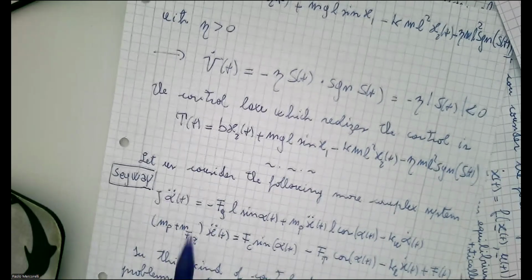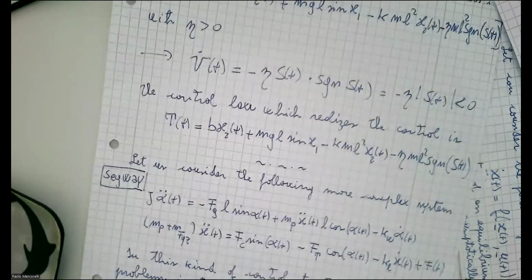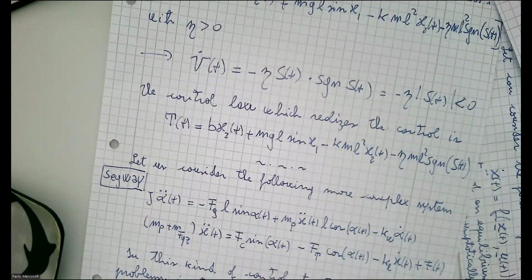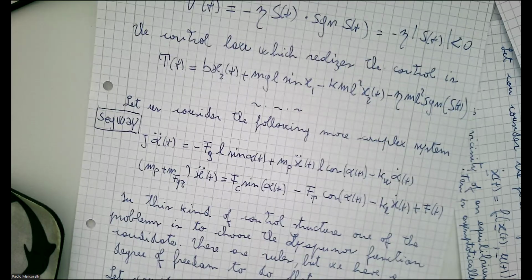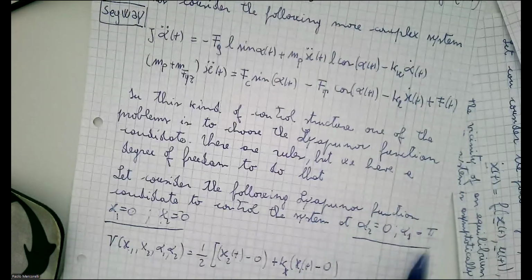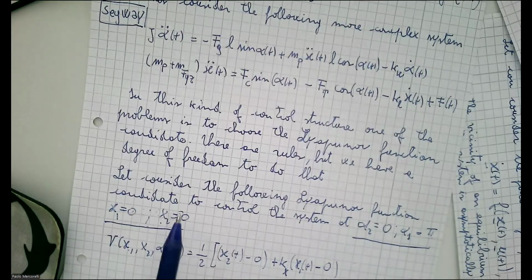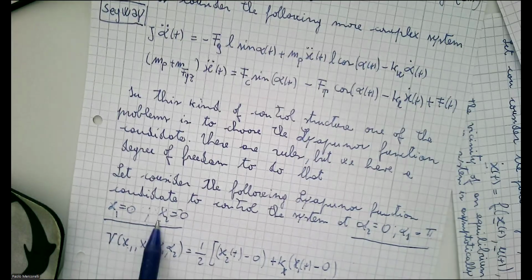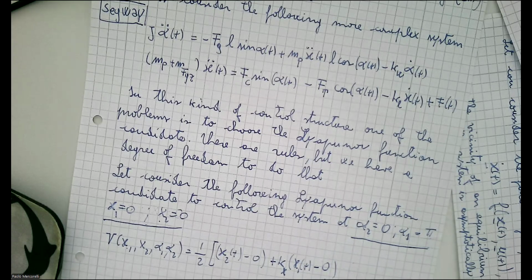Look at these two equations. It's not the goal to clarify the meaning of this. It's the physics. Eventually, I will give you these two equations, but I would like to tell you very quickly the idea. Assuming that I want to control the system at pi, 0, with x1 equals 0, x2 equals 0. What are x1 and x2?